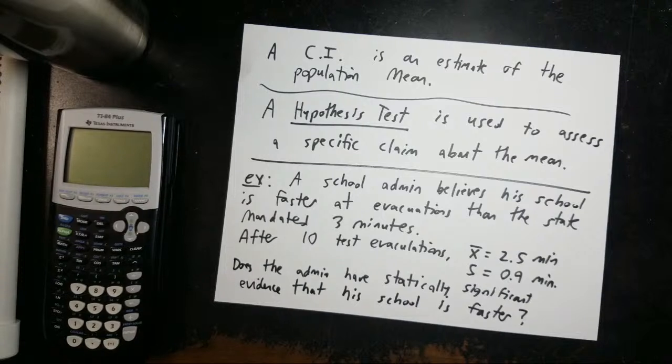The school administrator only took a sample of 10. And yes, his average was faster. But is that the result of random chance? Or is this the result of his school actually being faster on average? This is what a hypothesis test is used for. It's used to assess a claim about the mean. The school administrator is claiming that his school is faster, or less than 3 minutes on average. How do we go about that? Well, we go about that once again with the normal curve and with z-scores.